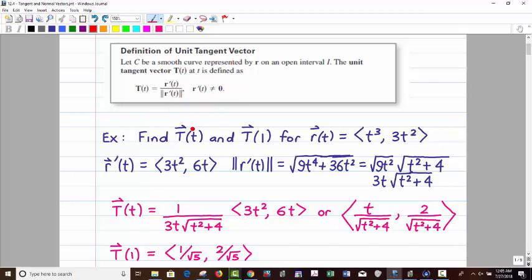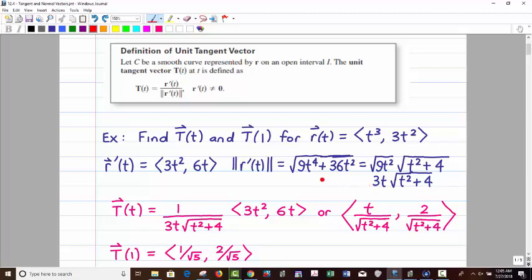So in this example, find T of t and T of 1 for the position vector r of t equals t cubed, comma 3t squared. So we have to get the tangent vector, which is just the derivative. The derivative of t cubed is 3t squared. The derivative of 3t squared is 6t. And the magnitude of r prime of t will be the square root of 3t squared, which will be 9t to the fourth, plus 6t squared, which is 36t squared.